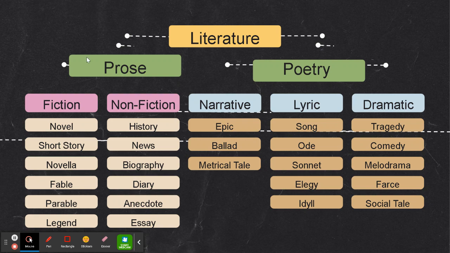So we have the whole realm of literature, and then we have prose, then we have poetry. Under prose, this is where we read paragraphs. Narratives can be either written in paragraphs, prose, or it could be poetry. And then we have lyric and dramatic, which all is poetry.